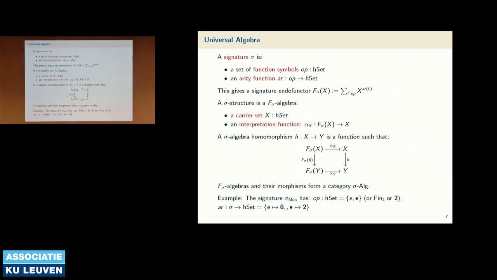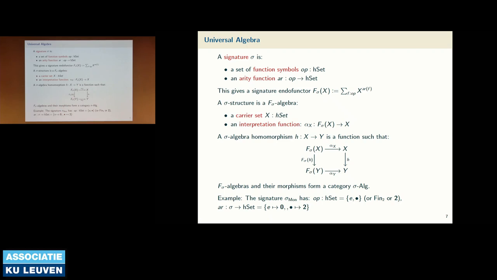I want to give a very quick overview of universal algebra. In universal algebra, we have a signature, which is just a set of function symbols and an arity function denoting the arity of the functions. This would give us a signature endofunctor, which is just a sigma type of the function symbol and a tuple of X, which is determined by the arity of the function symbol. And with this, we can define what an F sigma algebra is.